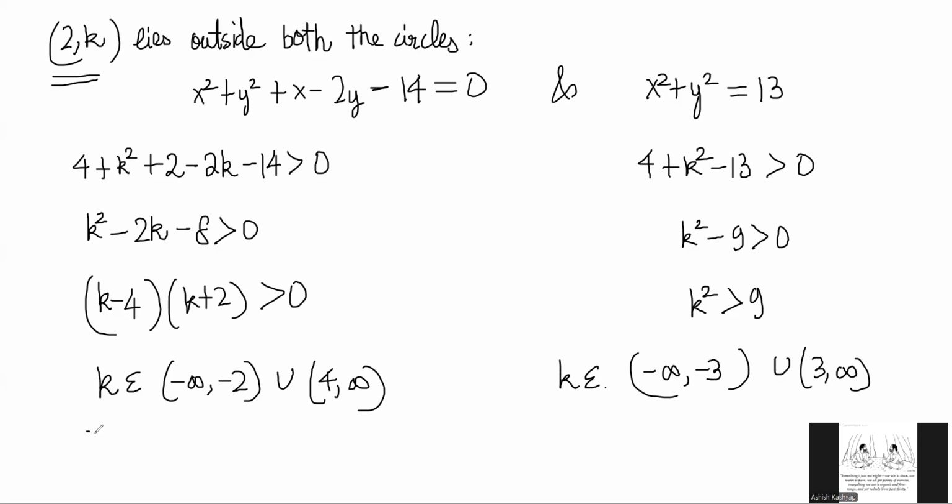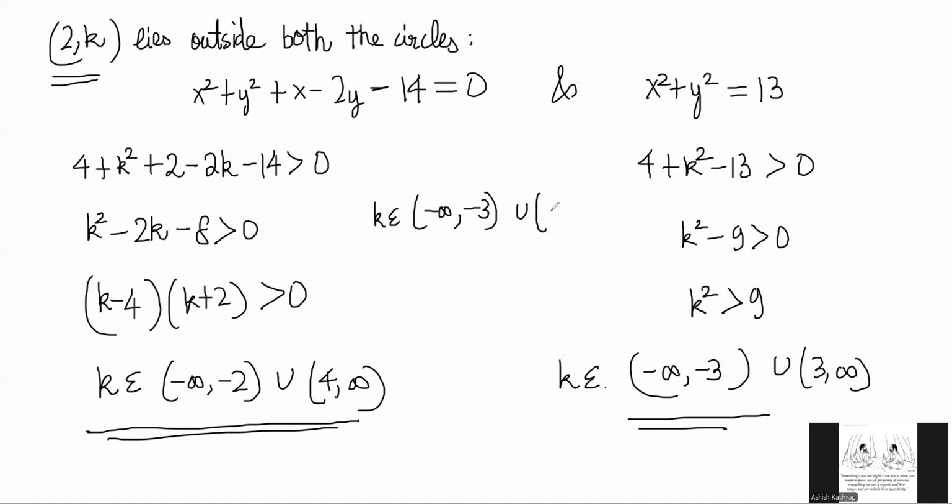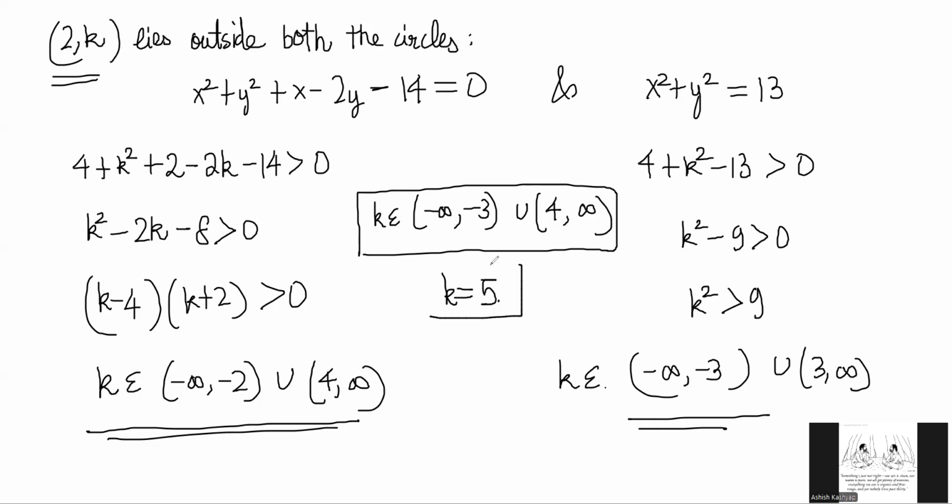And now we have to take the intersection of both of these conditions. So the final value of k will range from minus infinity to minus 3 union 4 to infinity, right? This is the final range of k. So if you want the minimum positive integral value of k, it starts from above 4, but 4 is not included. So the lowest positive integral value of k is 5. And that is the solution to your question.